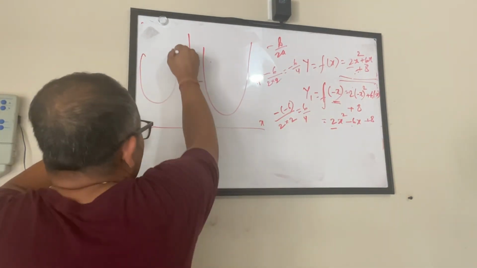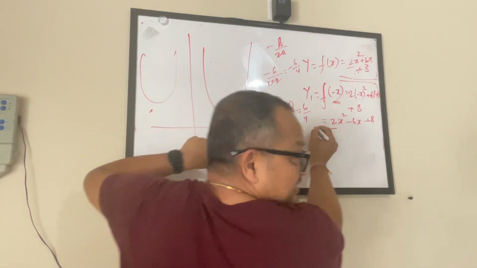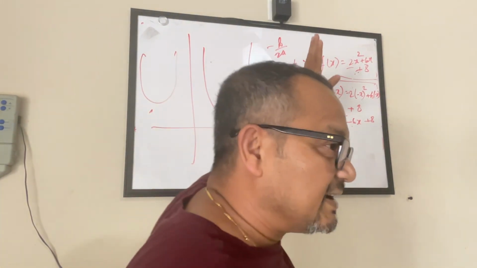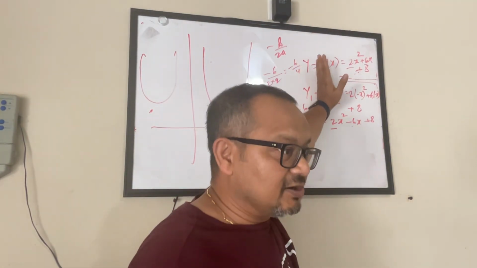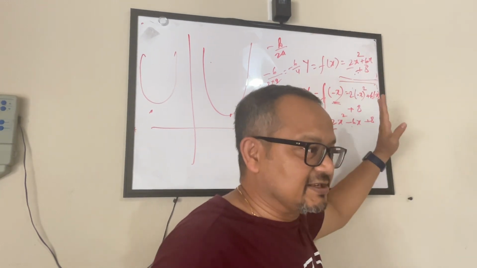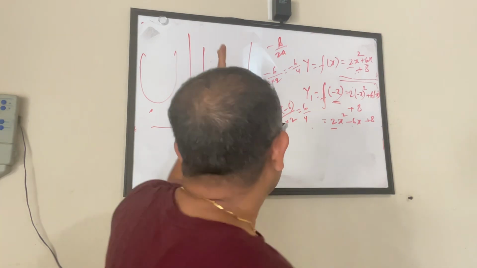So it was somewhere here. It became plus 6 by 4. It came here. So now what you are saying is, in your function, if you are inversing x to minus x, it creates a mirror image against the y-axis. Your y-axis becomes a mirror.